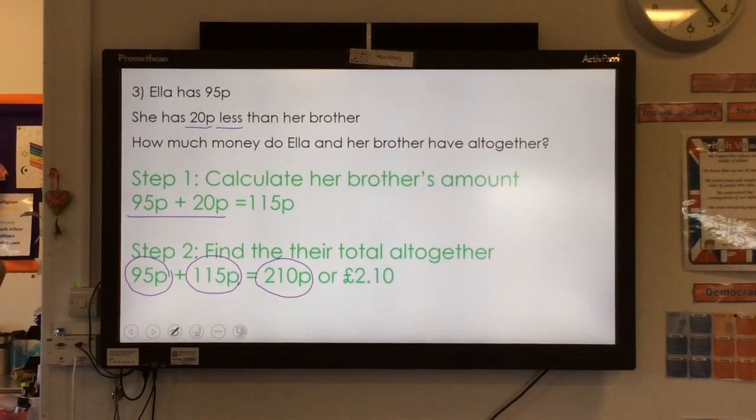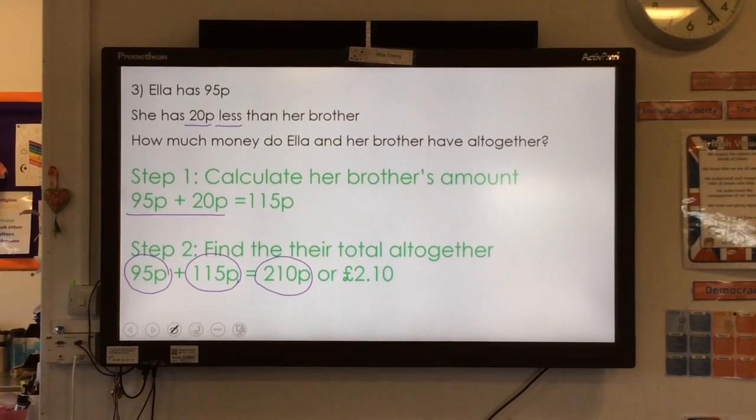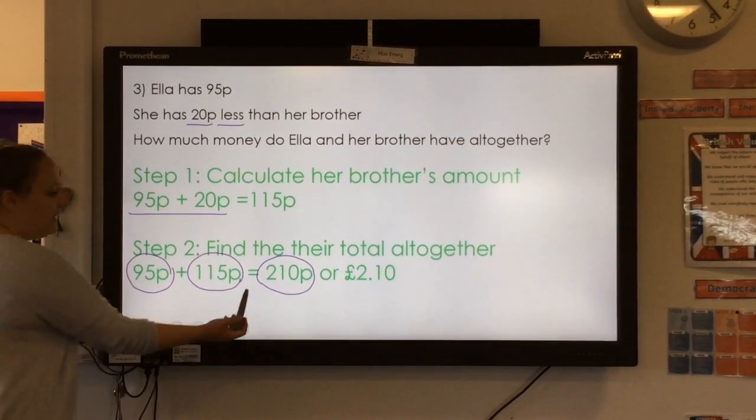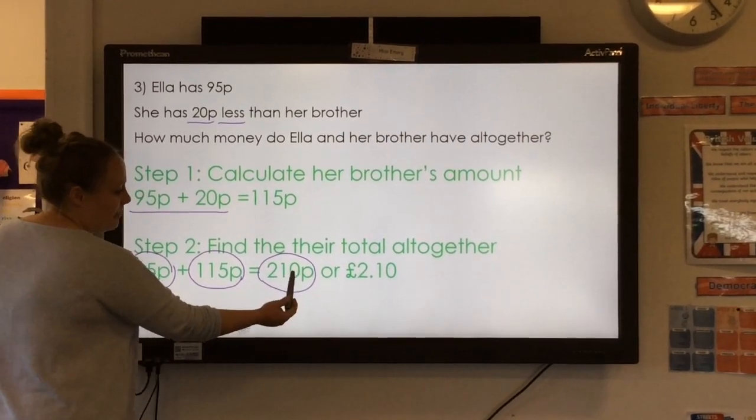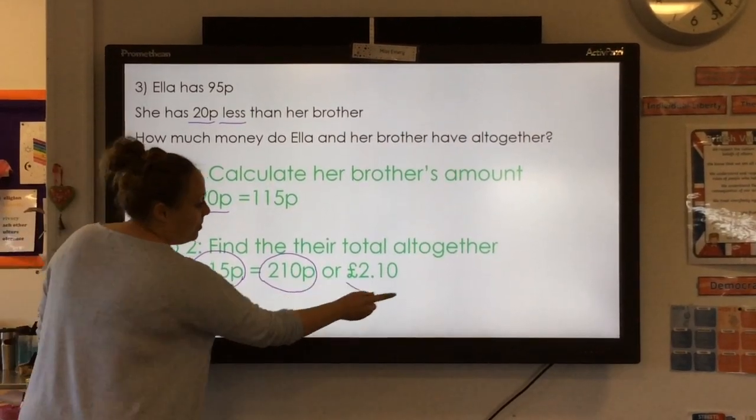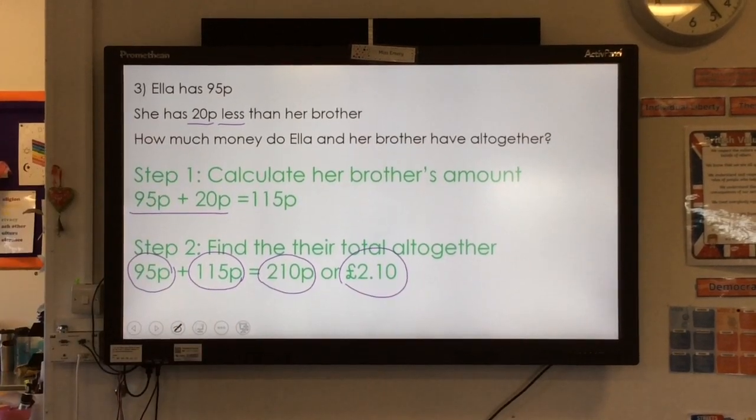We can then convert that into pounds because we did that earlier in the week. If we've got 200 pennies, we've got £2, and 10 pence is 10 pence. So it's £2.10. Very well done if you got that.